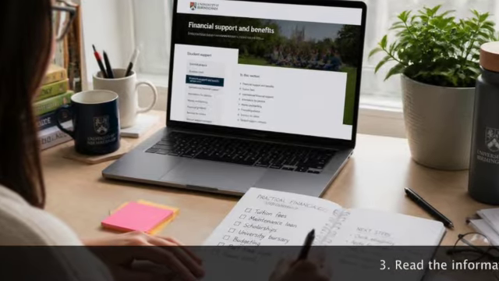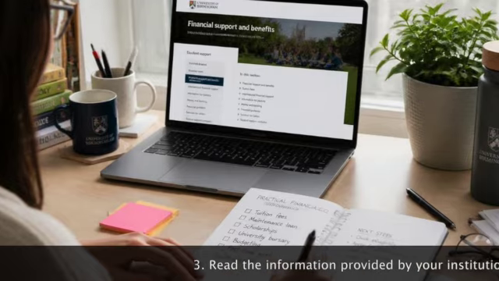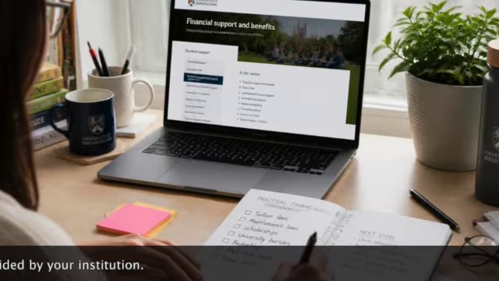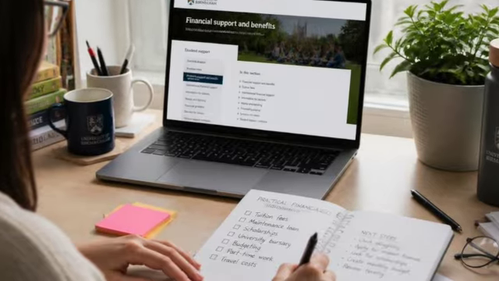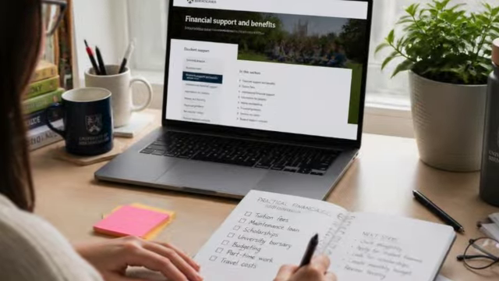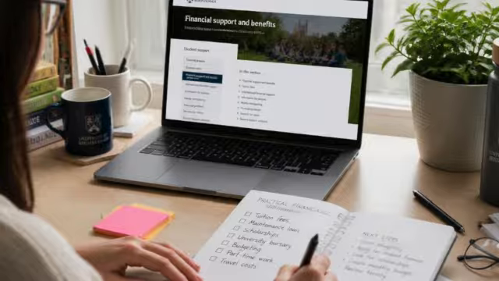Third, spend some time reading the information provided by your institution. You do not need to become an expert overnight. The goal is simply to become familiar with the system. Financial decisions become much easier once you understand the tools available to you.